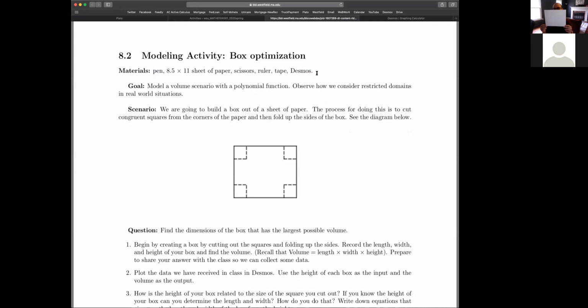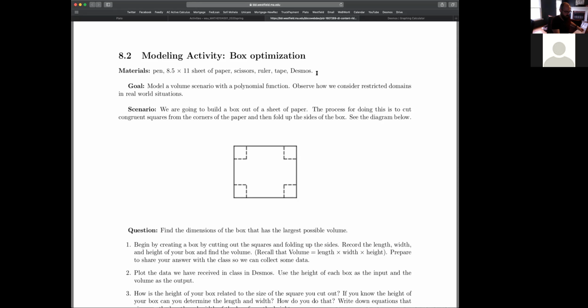But we're going to take a piece of paper that looks like this, right? So 8.5 by 11, just a regular sheet of paper. And what we're going to do is make a box out of it. When we make a box, we're going to try to make the box that has the biggest possible volume. And so this is what we call an optimization problem.